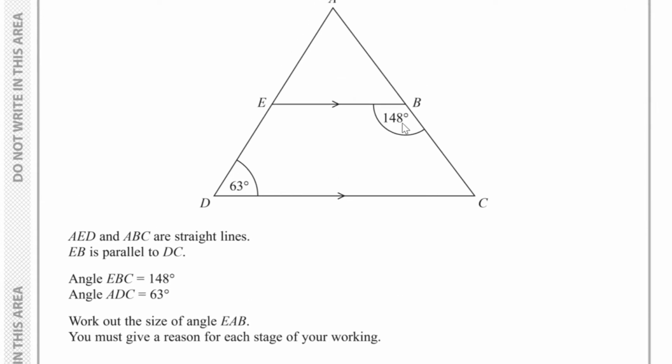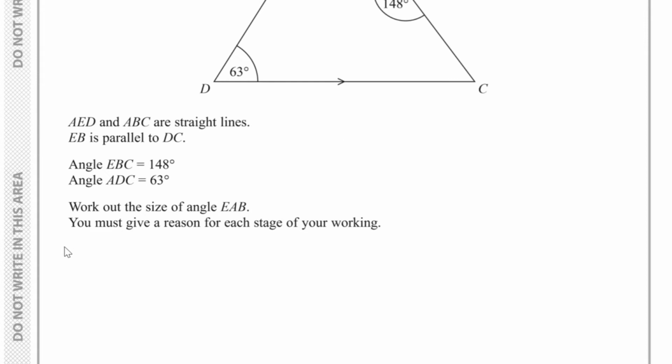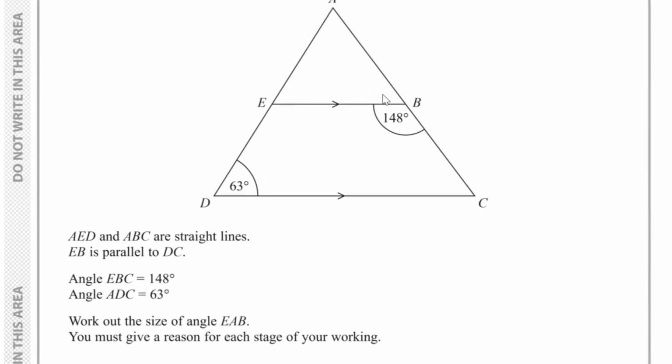Well, we are given this 148 degrees, which is the angle EBC, and with this we can find the angle ABE. The angle ABE is equal to 180, subtract the 148, which is equal to 32. So the angle here is 32 degrees.